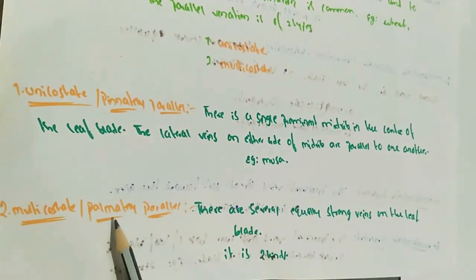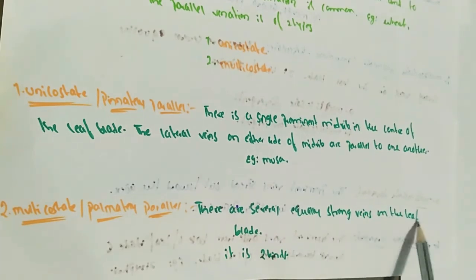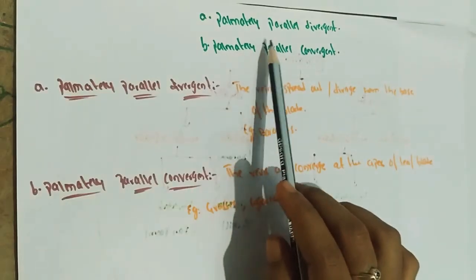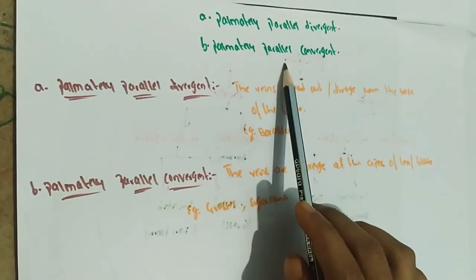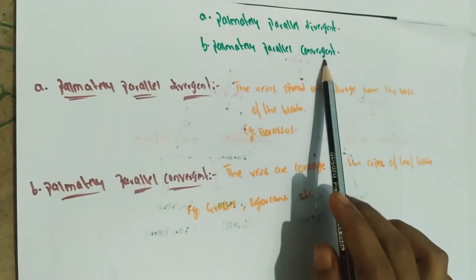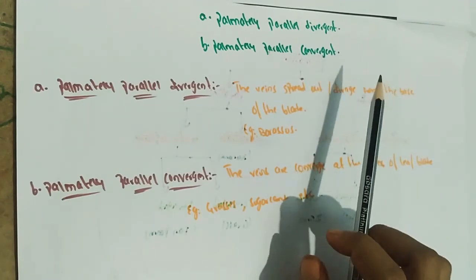Next, multicostate or palmately parallel. There are several equally strong veins in the leaf blade. Here it is classified into two kinds: palmately parallel divergent and palmately parallel convergent. Divergent means veins move in different directions. Convergent means veins come closer.